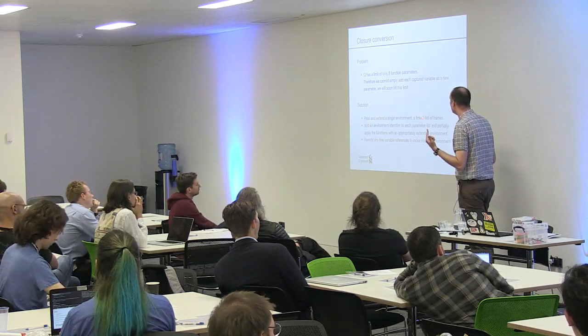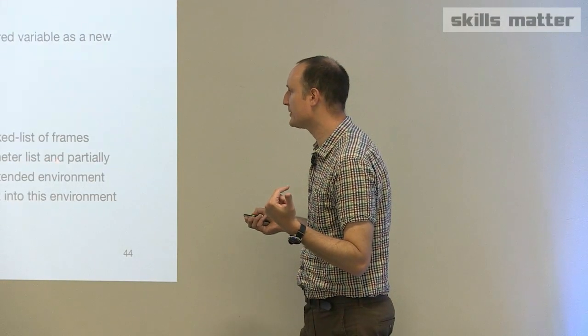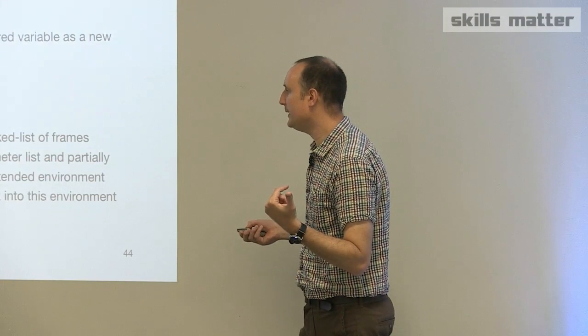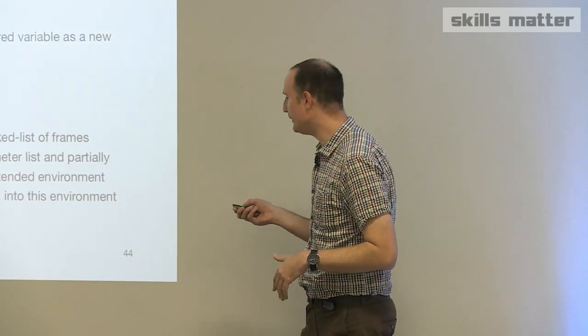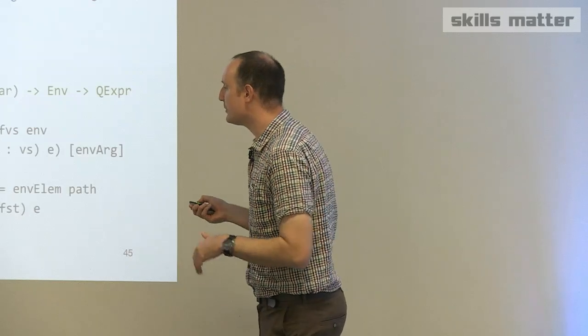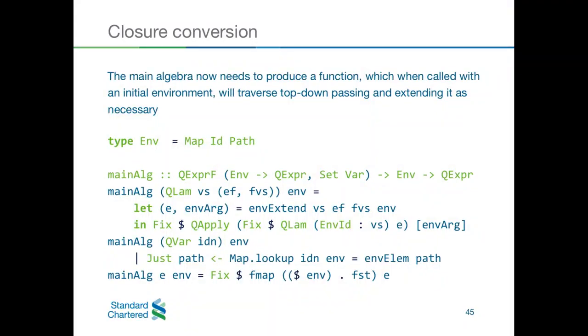A single environment, which is a linked list of frames, a single environment identifier added to the parameter list, and then any free variable references have to index into that environment. But at least the free variable algebra doesn't change. This main algebra has to change a little bit. Now the catamorphism produces a function which, when given an initial empty environment, will pass that down.